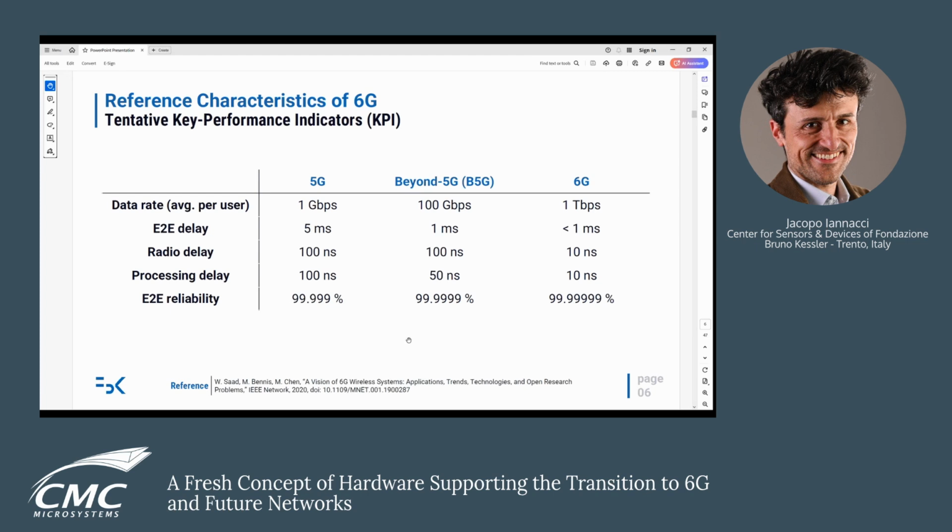Here you can see just what is expected in terms of increase of KPIs. I don't want to spend too much time on this. We can just focus on the average per user data rate, which is supposed to range from 1 gigabit per second on average in 5G to 1 terabit per second in 6G.